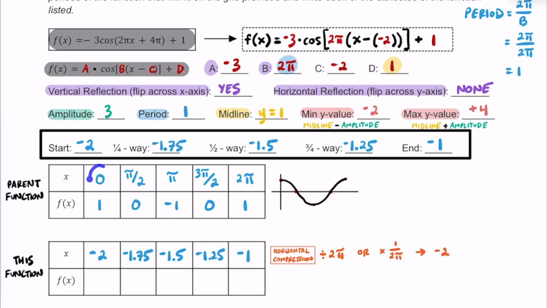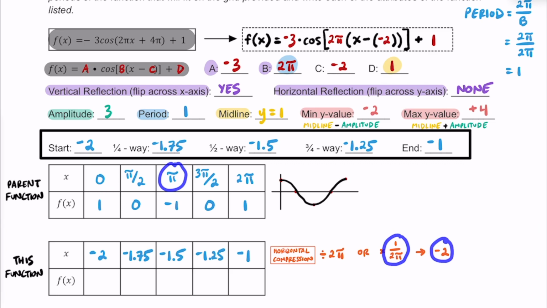So if you took this 0 here, multiplied it by 1 over 2 pi, just like this, and then moved it 2 units to the left, or subtracted 2, you would end up at -2. If you took this pi over 2 over here and multiplied it by 1 over 2 pi, you would end up with positive 0.25. And then if you take away 2 from that, you're going to end up at -1.75. You can take this pi over here, multiply that by 1 over 2 pi, and you're going to get positive 1/2.